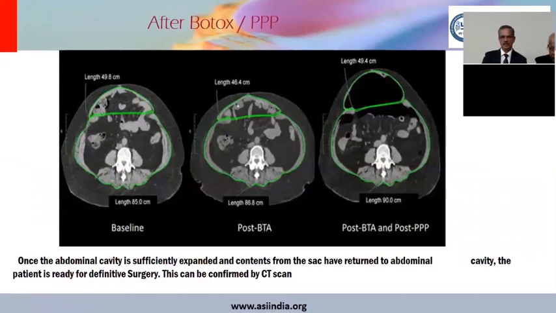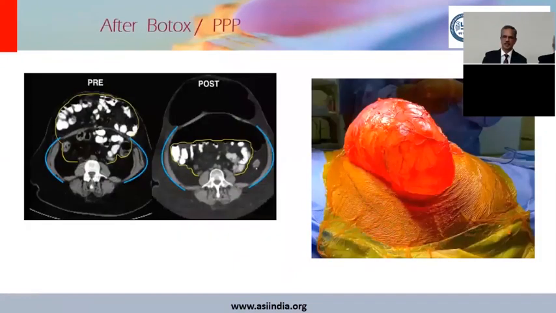If you see here, this is the baseline CT scan. You can see contents are outside, but when we inject Botox and do the CT scan after 4 to 6 weeks, it has elongated the muscles and also the contents have reduced. If that is not sufficient, you do a progressive pneumoperitoneum, where you can see that all the viscera have come down, and this allows good repair of these patients.